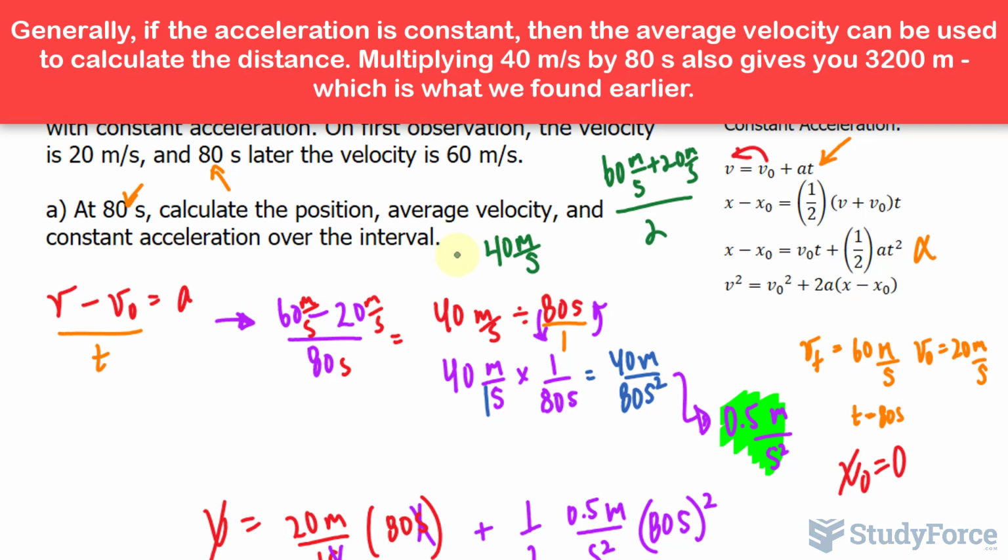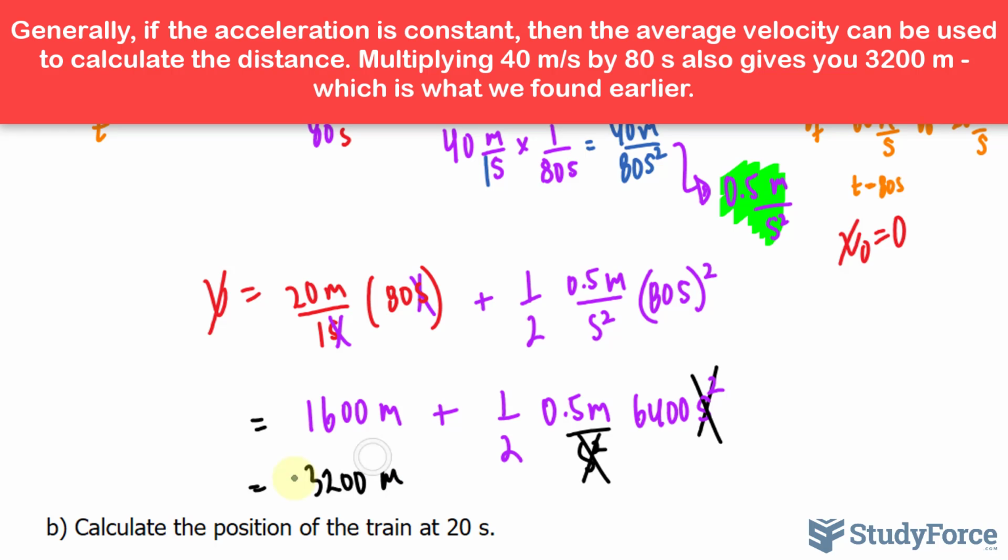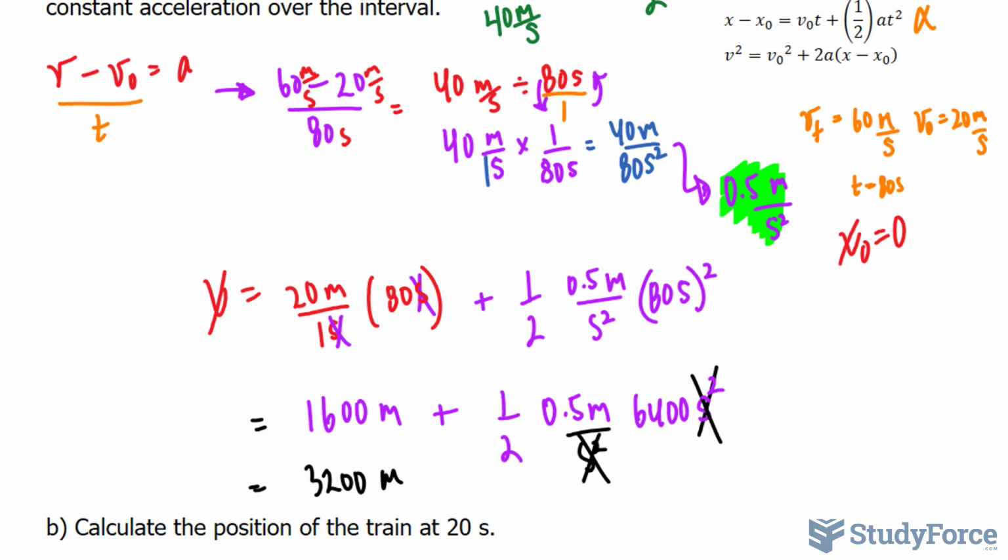Now if you multiply this number by 80 seconds, you will actually get 3200, which we found over here, and that would represent the final position. Okay, let's quickly answer the rest.